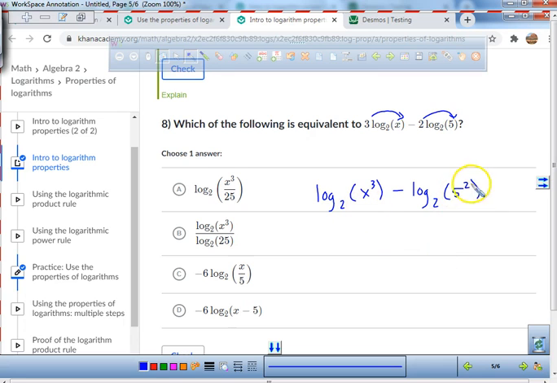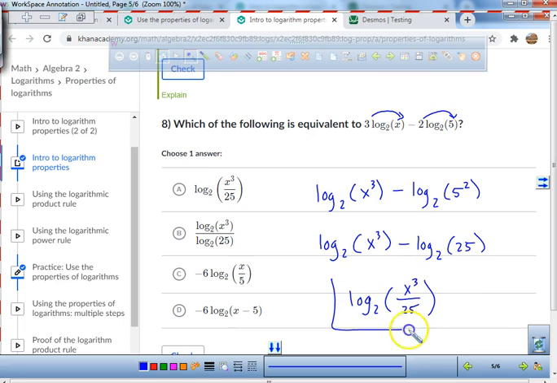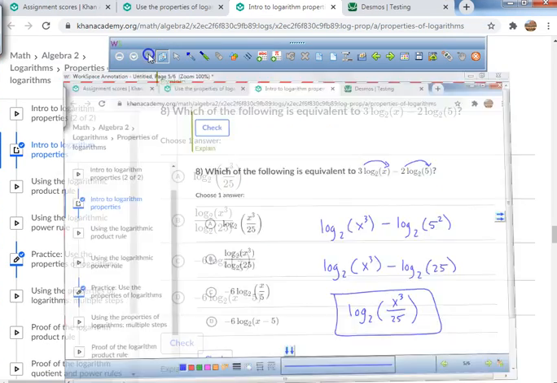And then 5 squared is 25, so I'm going to write log base 2 of x cubed minus log base 2 of 25. We're going to use what's called the quotient property. We're going to condense this. So log base 2 of x cubed over 25, and that will have everything condensed. So this right here is the answer that I'm going to choose.